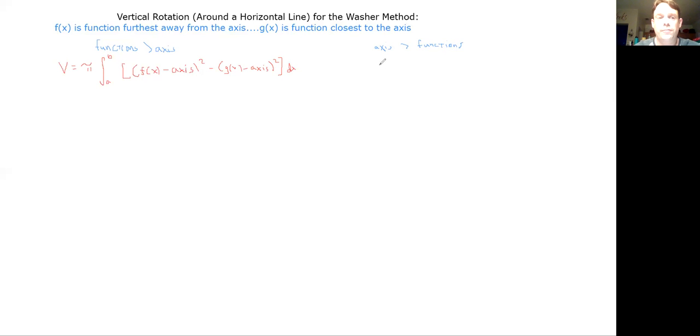And if the axis is on top of the functions, this would be going the axis first. Again, taking two disk methods and putting them together. And f of x is the function that is furthest away from the axis. Now, realize, whatever the greater function is when the axis is below the region, they'll flip-flop when the axis is above the region. We'll see an example of that here in a second. But just so we're aware of that, that will happen.